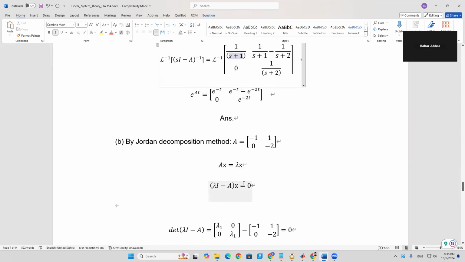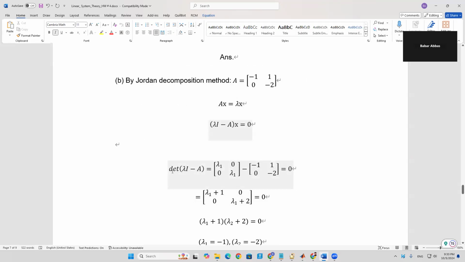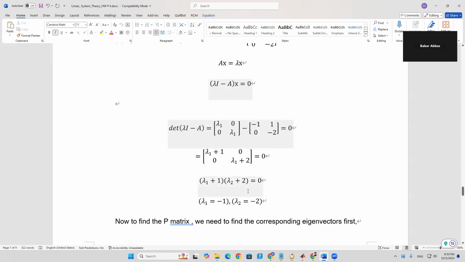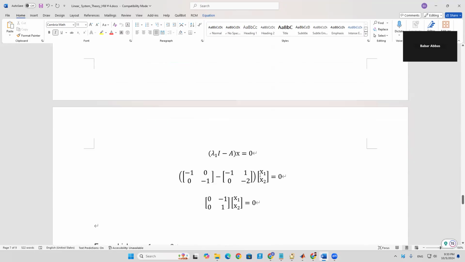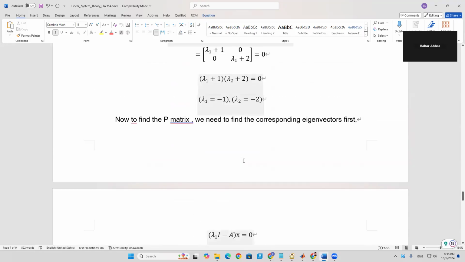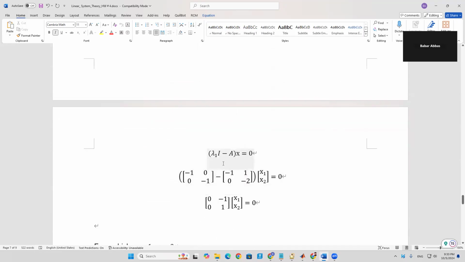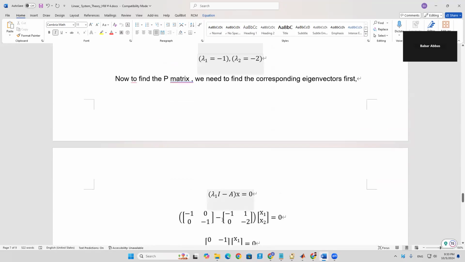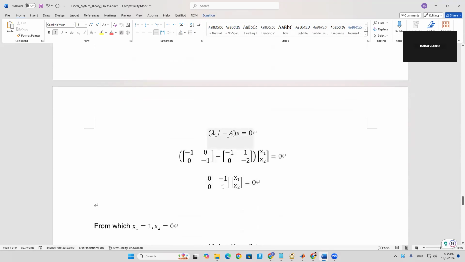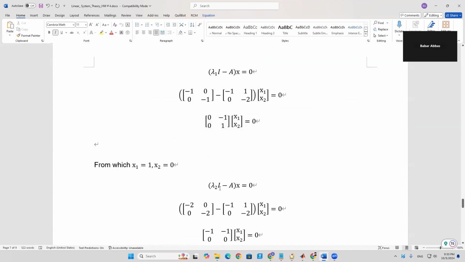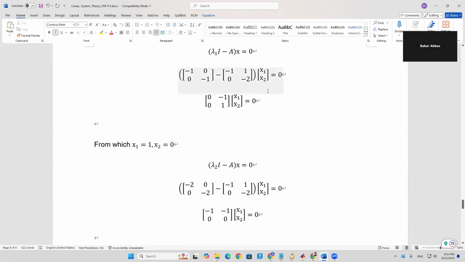Now to find the same, we have the same matrix A, using the Jordan decomposition method. We have Ax equal to lambda x, so lambda I minus A times x is equal to 0. Now we will calculate the determinant of lambda I minus A, which comes out to be minus 1 and minus 2. Similarly, to find the permutation matrix, the P matrix, we need to find the eigenvectors x1 and x2. By putting lambda 1 equal to minus 1, we need to satisfy this equation. Here x1 is equal to 1 and x2 is 0, and x1 is a free variable. So we satisfy this equation.